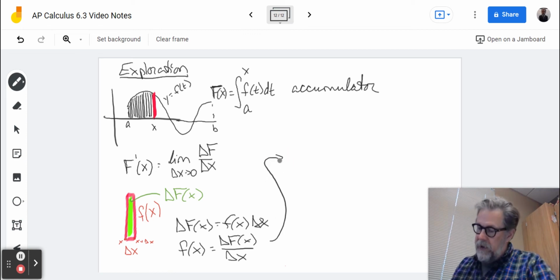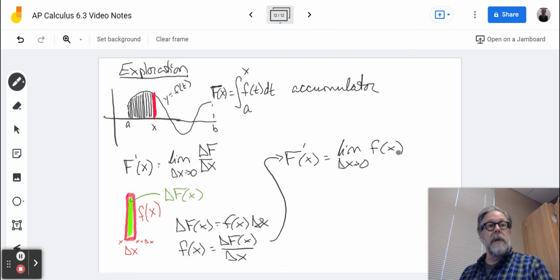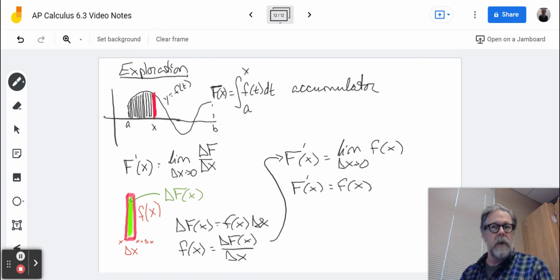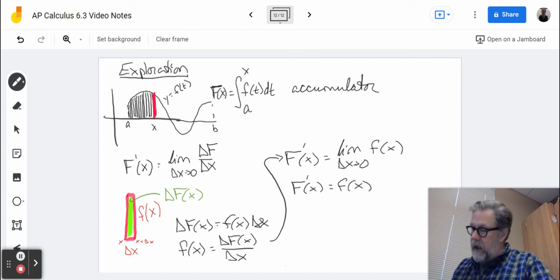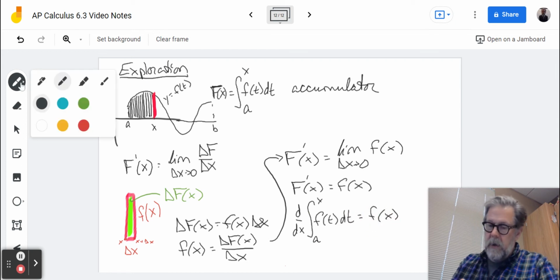But that tells me that the derivative is equal to the limit as delta x goes to 0 of my function. But what's my function equal to as delta x goes to 0? Well, delta x going to 0 is completely and utterly irrelevant when it comes to the value of my function. It has nothing to do with it. The value of my function is the height of that rectangle. It doesn't matter how wide the rectangle is. So what I now see here is that the derivative of my accumulator function is just the original function.